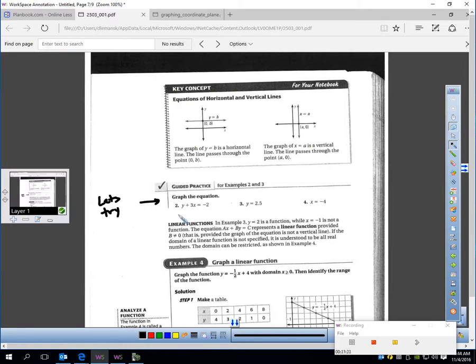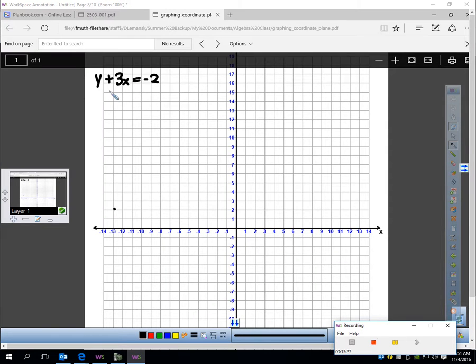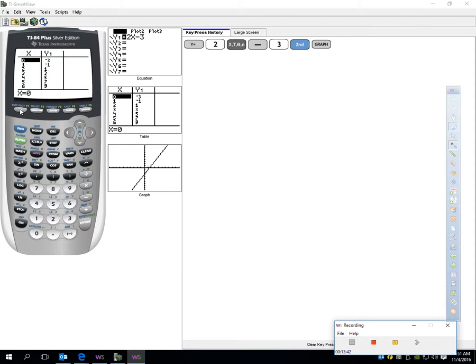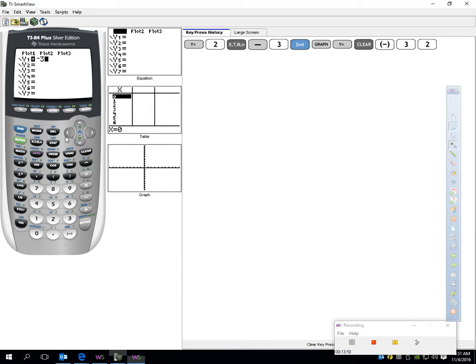Okay? Let's try a few here. It says graph the equation y plus 3x equals negative 2. Okay, so step 1, let's solve for y. I'll take away 3x. And I have y equals negative 3x minus the 2. Just to save some time, I'm going to put that in my calculator. Let me clear the last equation. So y equals negative 3x, minus the 2. Okay, let me make a table. There's my table.